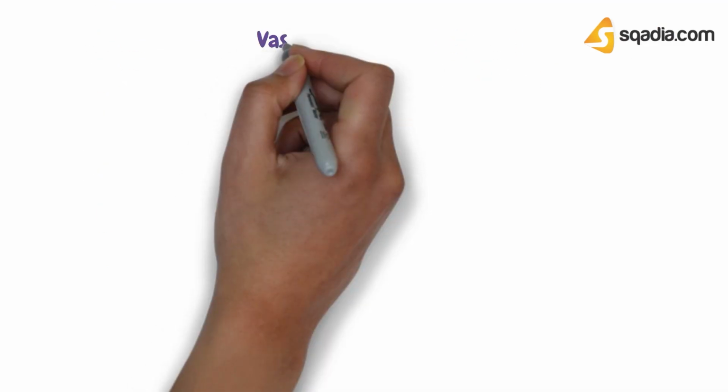So now we'll move on to the signs and symptoms caused by vaso-occlusive crisis. Simply put, vaso-occlusive crisis occurs when red blood cells clog the capillary beds present all over the body due to their sickle cell shape.